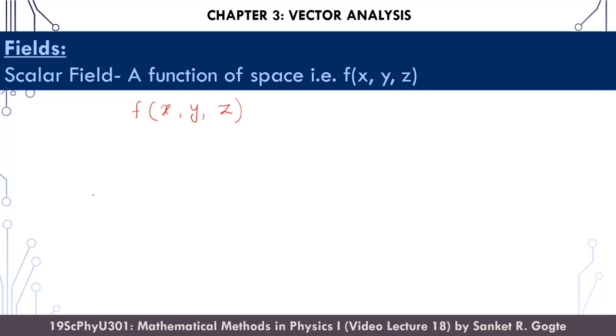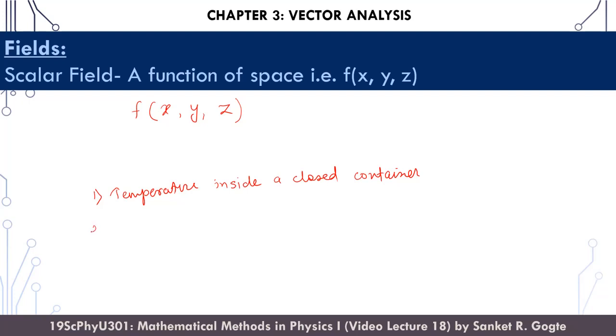Well, it could be temperature inside a closed container. If the temperature is constant throughout that container, then it will become a constant field. It is not changing. However, if that container is heating, then the temperature may not be constant, and in that case this will give us a variable scalar field.